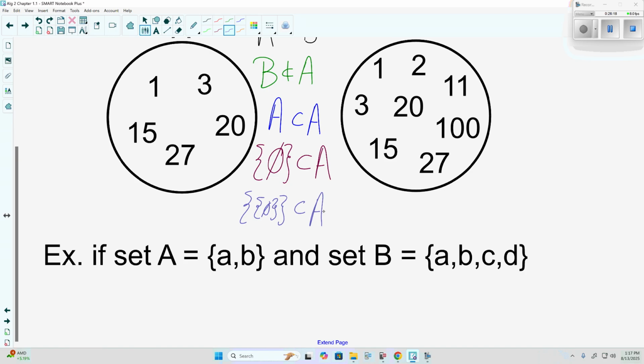Because we could also do the set containing the set that contains the empty set is also a subset of A, or worse yet, in some forms, the set containing the set of the empty set is a subset of the empty set. Nothing is a subset of nothing. That can get out of hand fast.